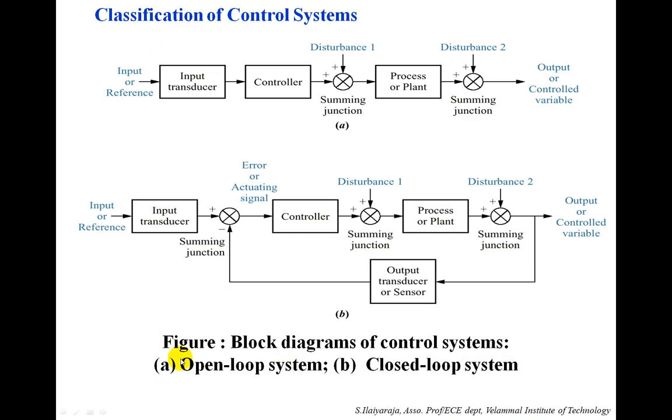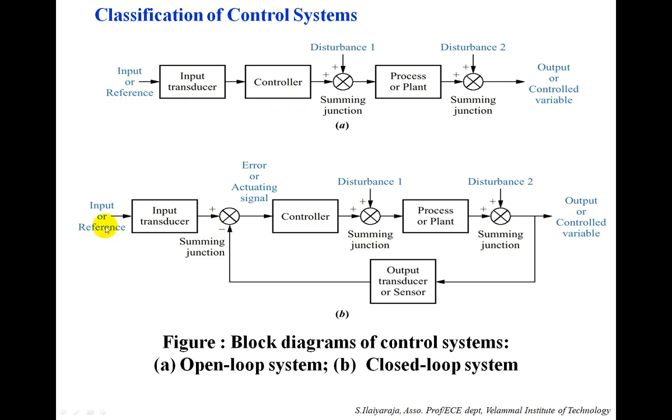And the classification of control system. We have two types in the classification of control system. One is called open loop system, another one is closed loop system. In open loop, it has an input and you have an output. There won't be any feedback in open loop. So the output depends on the quality of input, but the input never depends on the output.